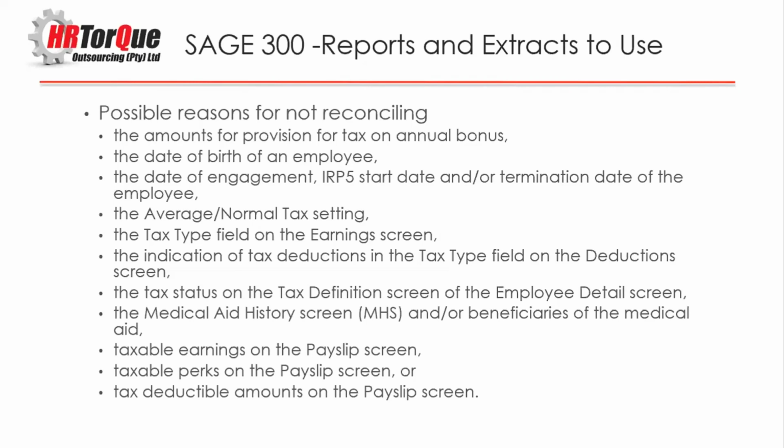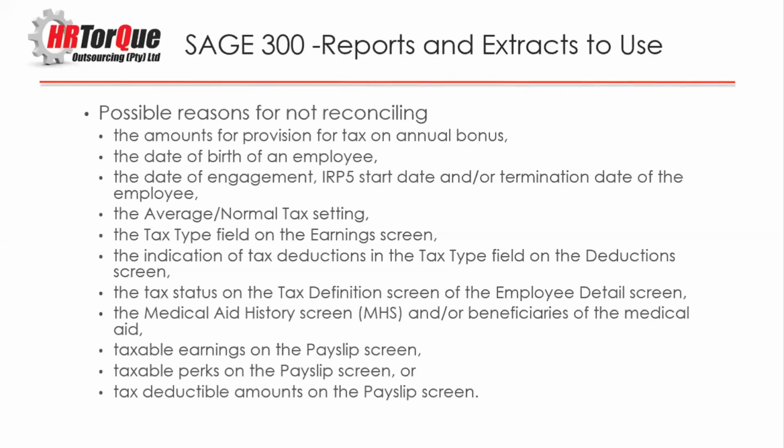The tax type field on the earnings screen or on the deduction screens, often these are clicked in error or they've been changed in error. So there are things to go and have a look at. Under your deductions, you shouldn't really be seeing any real tax implication on your deductions, other than obviously for provident fund, pension provident fund or retirement funding.